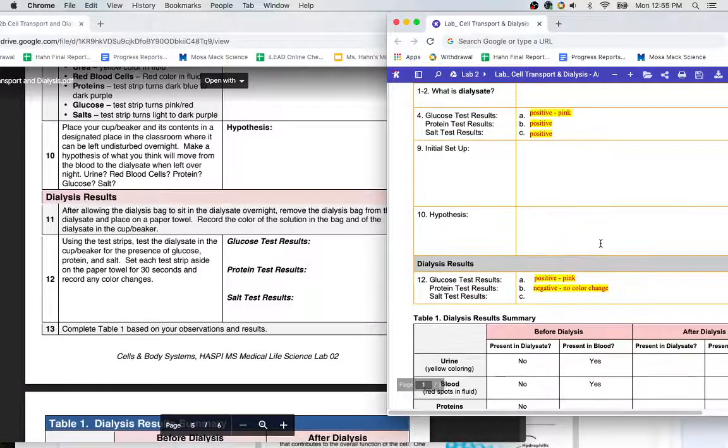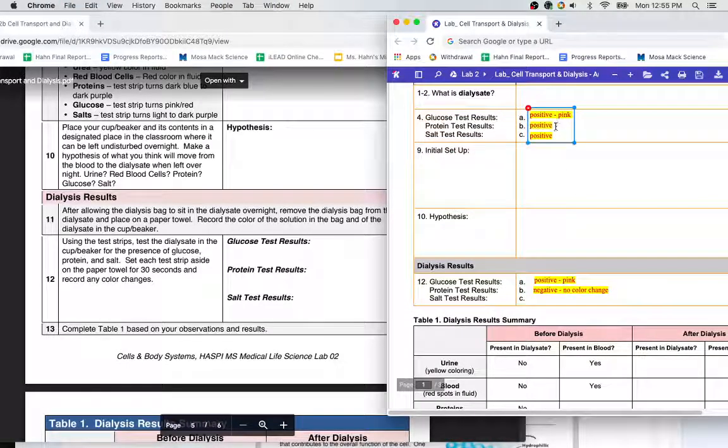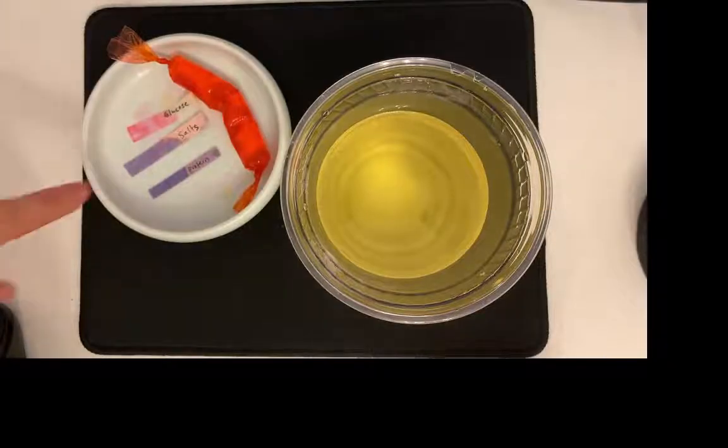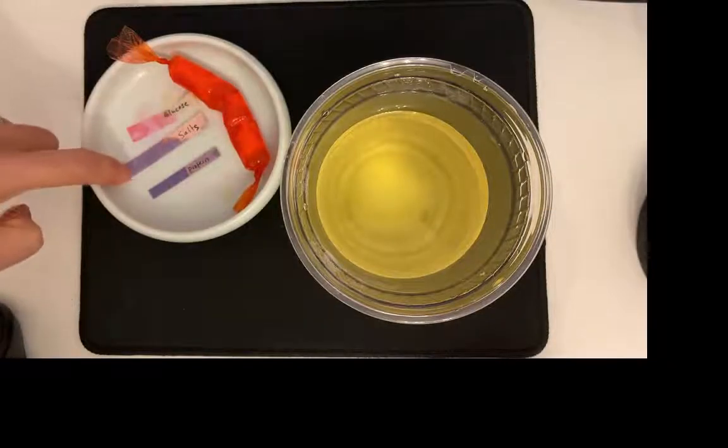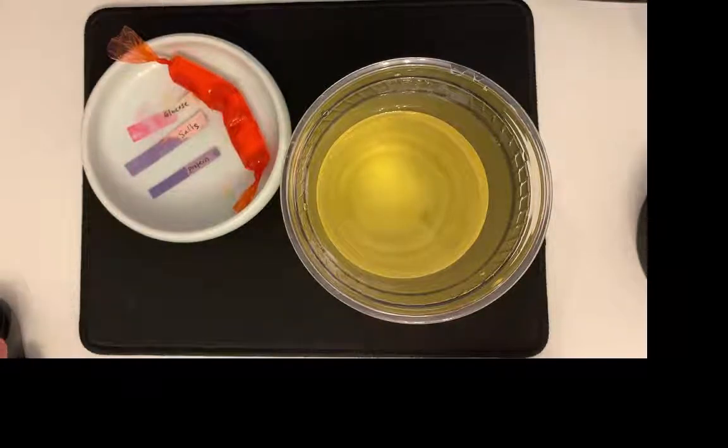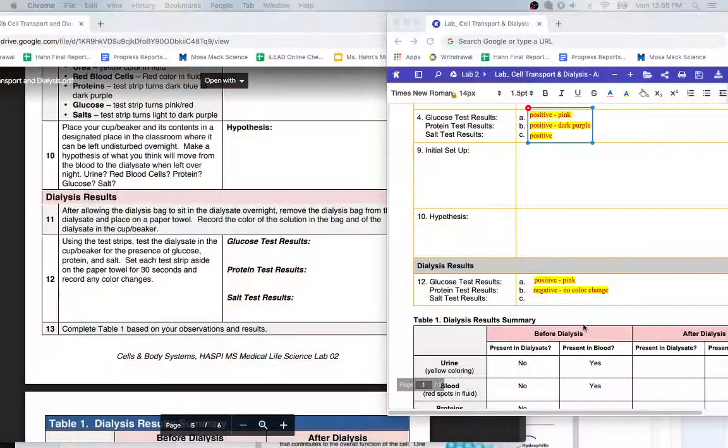Here in the blood, it was dark purple, but in the dialysis result, there was no dark purple. Okay, so last but not least, let's look at the salt. So here's the salt. It did turn a purple color. So let's see what that means.